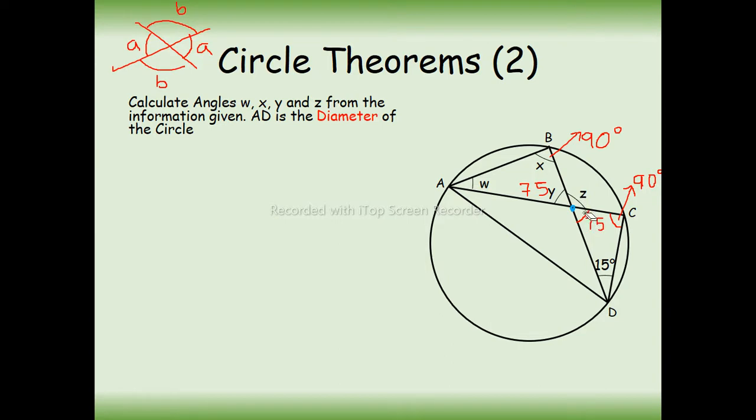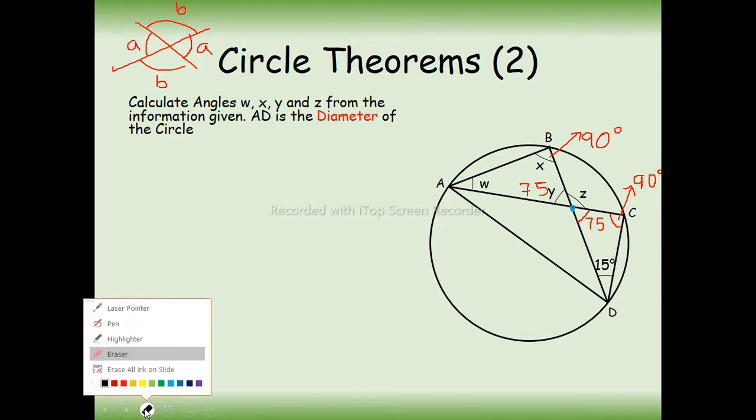You need to recognize that these two are on a straight line, and they must add up to 180. That's a fundamental. So 75 and Z is 180. So Z is going to be equal to 180 minus 75, because angles on a straight line at a point add up to 180. So what is Z? Z is 105. Yes.